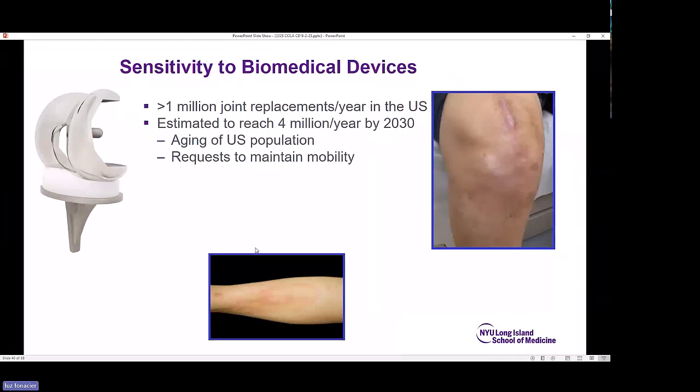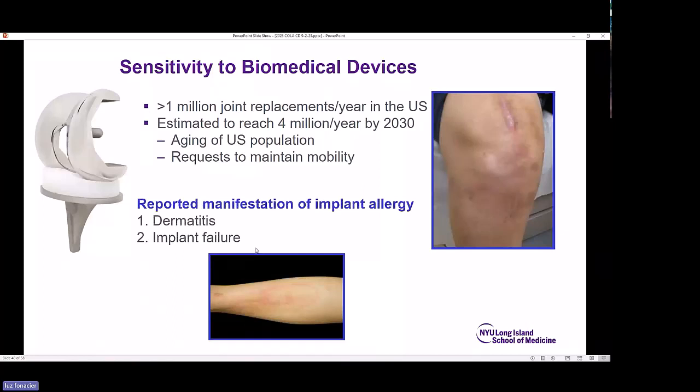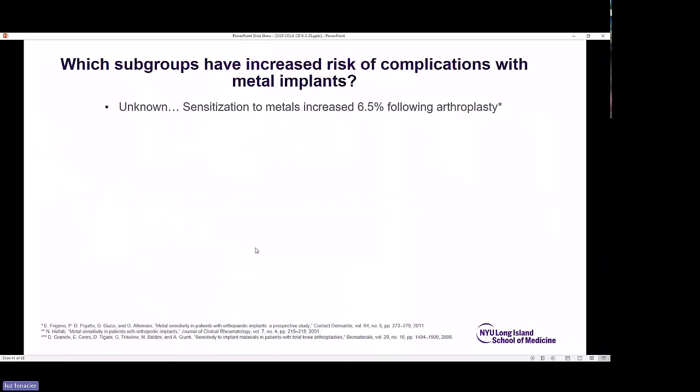Biomedical devices, there's really a dearth of data on this, but it's always a question that comes up when I give lectures, so I decided to put it in. There are more than 1 million joint replacements a year in the US, and it's estimated it will be 4 million a year by 2030. We do have an aging US population, and this population wants to maintain mobility, and thus joint replacement. The reported manifestations of implant allergy include dermatitis or implant failure. Which subgroups are at higher risk?